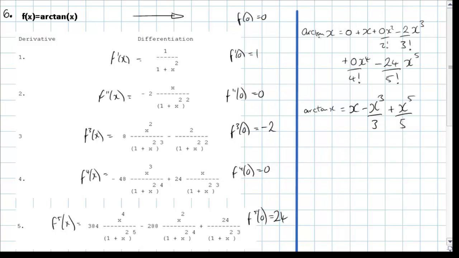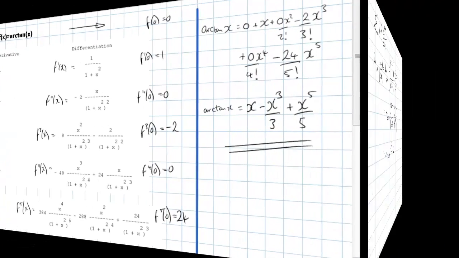Then over here you can see I've written down arctan x equals 0 plus 0x squared over 2 factorial minus 2x cubed over 3 factorial, etc. And eventually that's simplified down to give what we wanted, the arctan of x, the first three terms. Right, on to the next part.